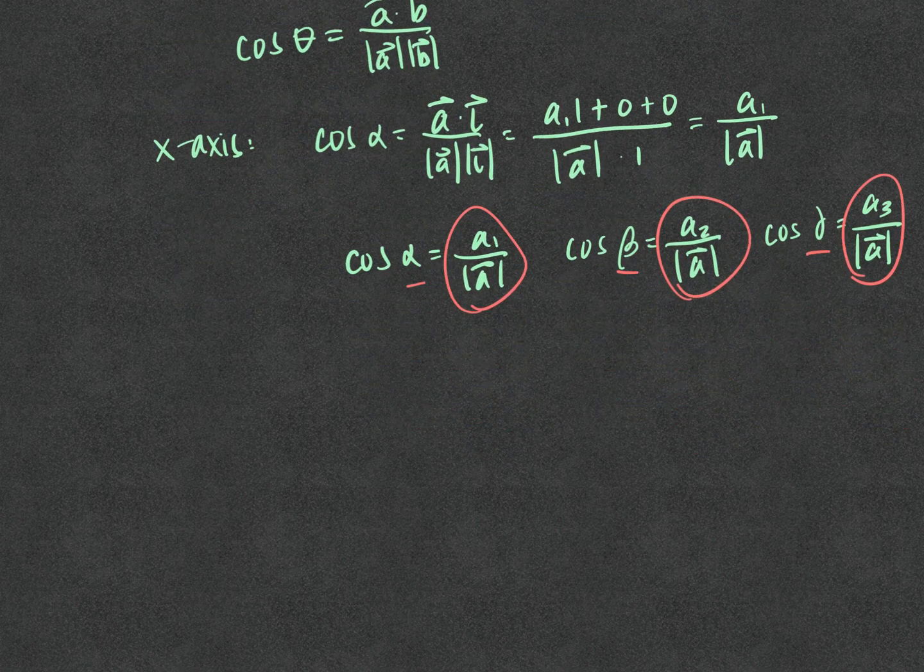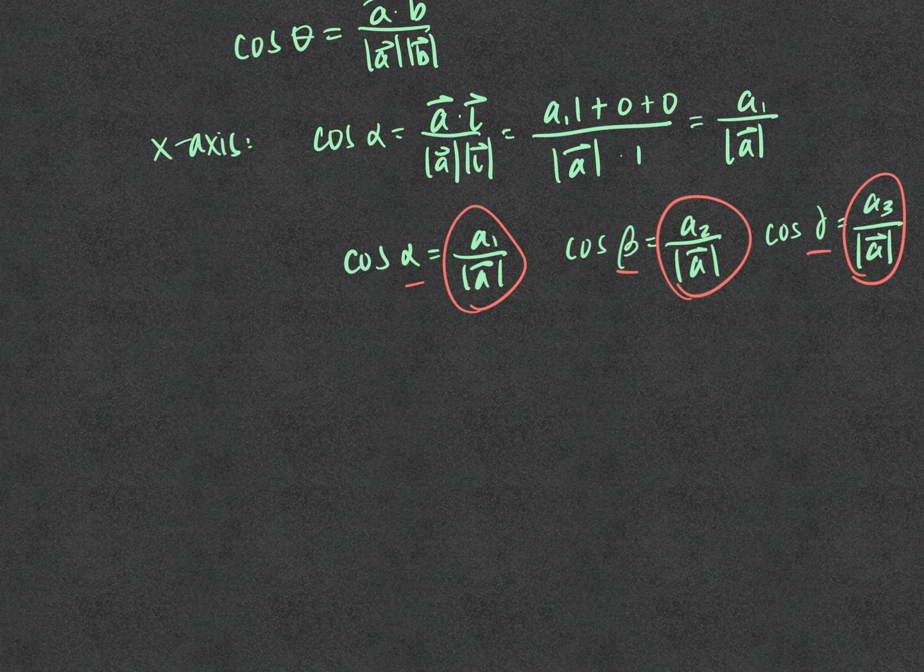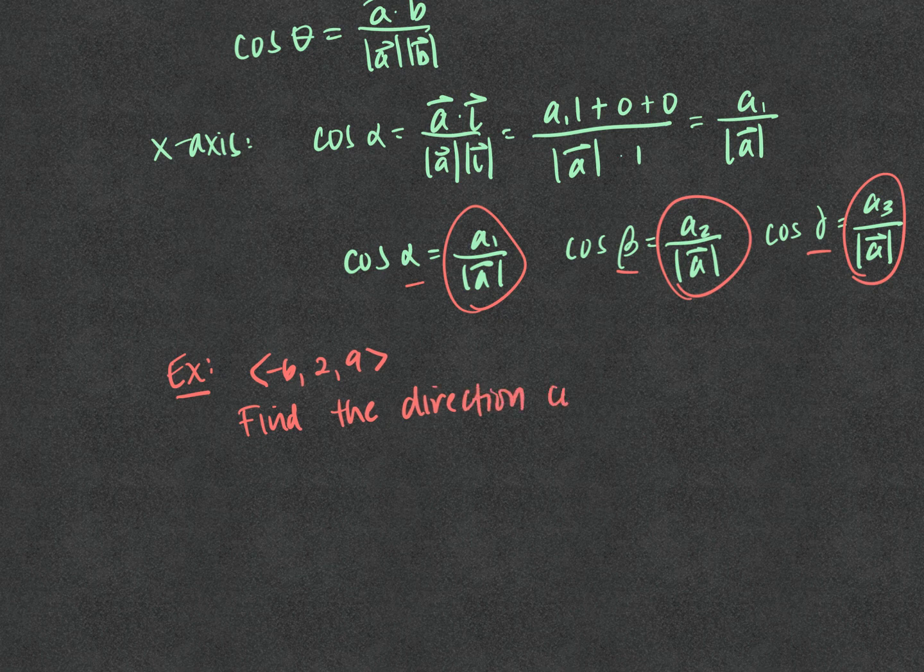So let's look at one of these problems. In the exercises, I think they state it better, so let's do that. I'm going to call it an example, but it's actually number 34 in your book. It says <-6, 2, 9>, and the directions say find the direction cosines and the direction angles of the vector.